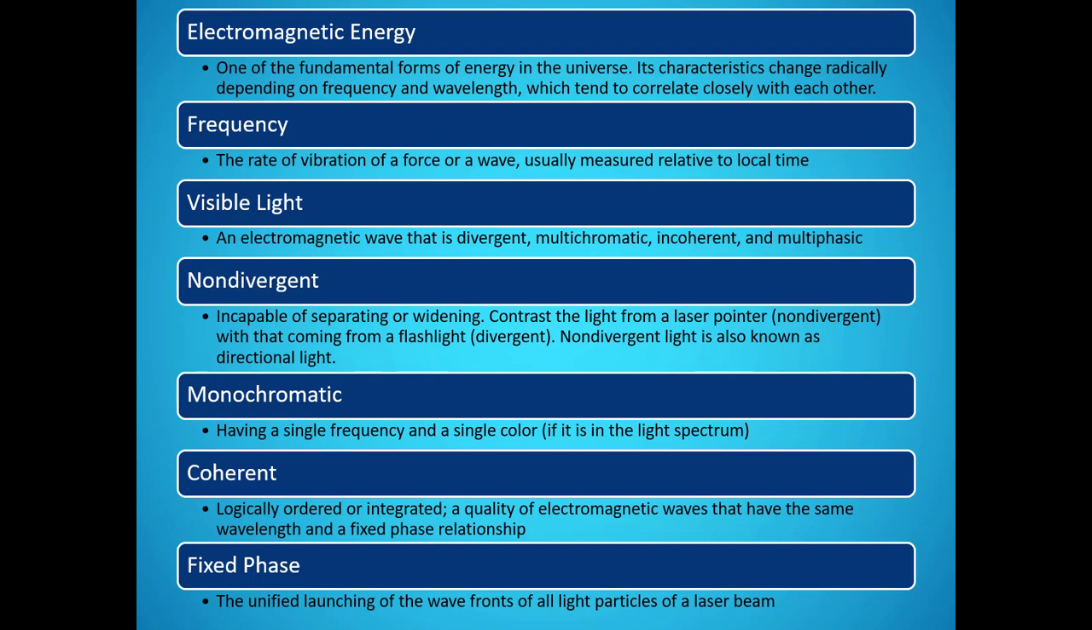This contrasts with the light from a laser pointer, non-divergent, with that coming from a flashlight, divergent. Non-divergent light is also known as directional light. Monochromatic, having a single frequency or a single color if it is in the light spectrum. Coherent, logically ordered or integrated. This is a quality of the electromagnetic waves that have the same wavelength and a fixed phase relationship. Fixed phase, the unified launching of the wavefronts of all light particles of a laser beam.